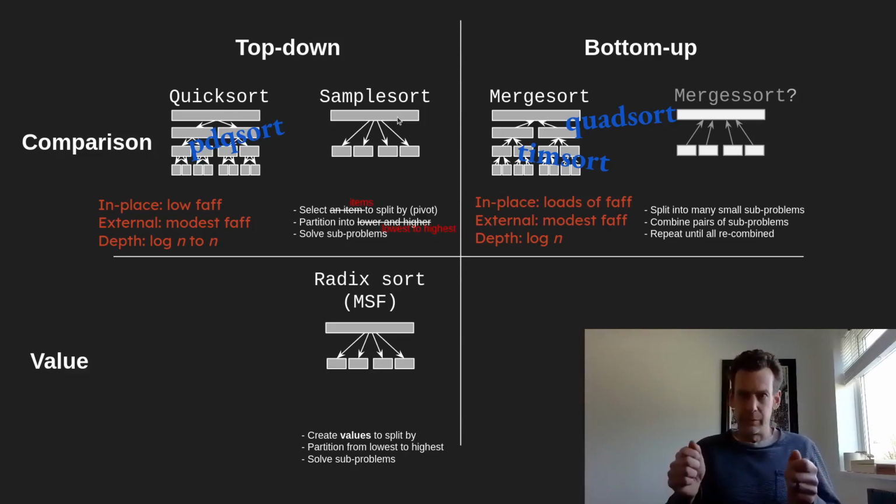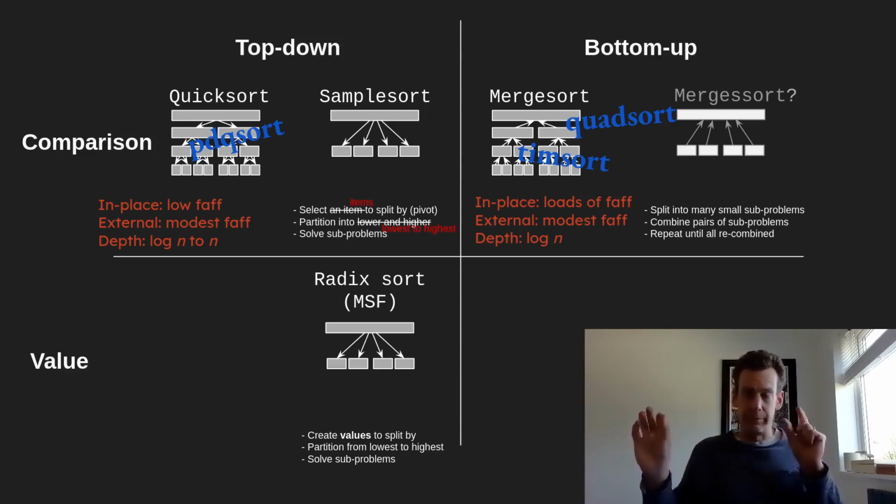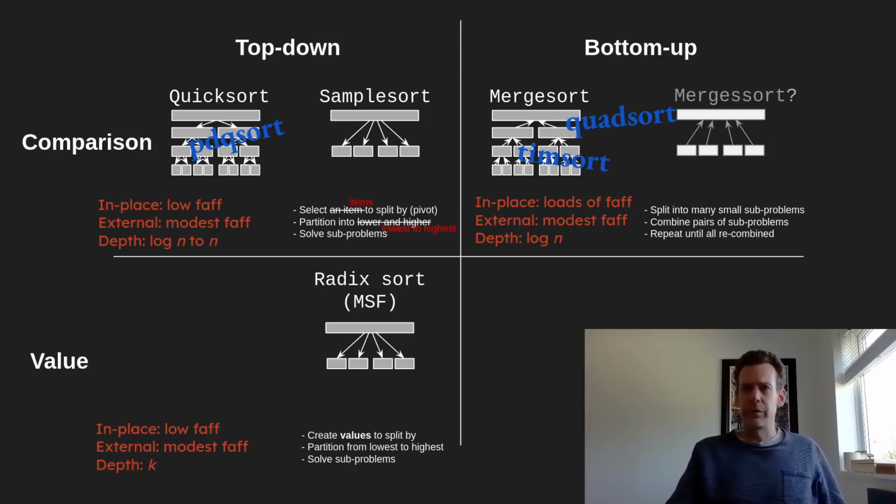So the difference between radix sort and sample sort is that sample sort is going to pick pivots, values that exist in the array. Radix sort is just going to create those values based on the fact that it's using however many bits. So yeah, radix sort is in place. It has a bit of faff because you have to deal with the buckets that you're putting it in.